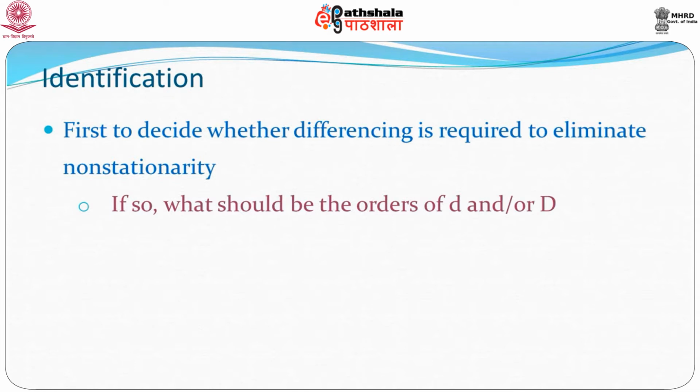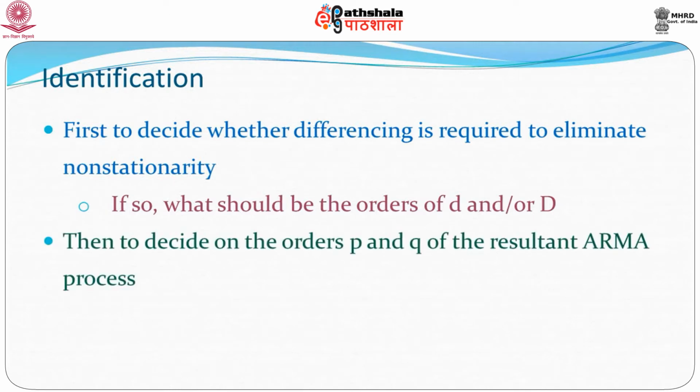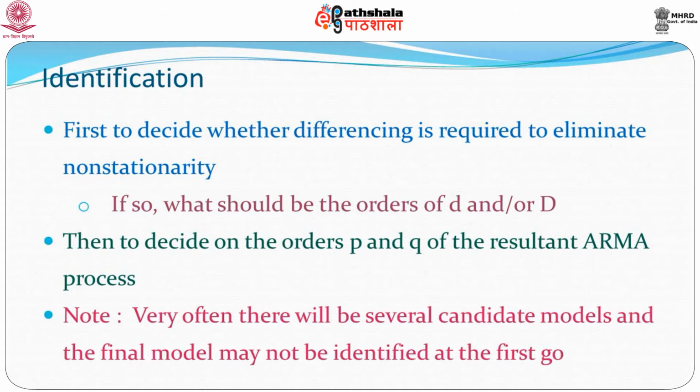After we have done this, we can reduce the model to a stationary one, and then we would need to fit an ARMA process to this. And when doing so, the first thing you would require is to decide on what the orders of the autoregressive component P and the order of the moving average component Q must be.